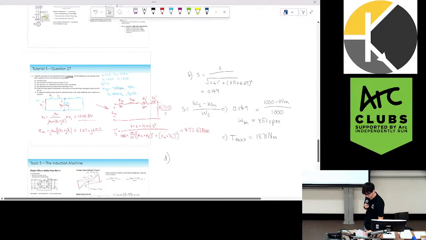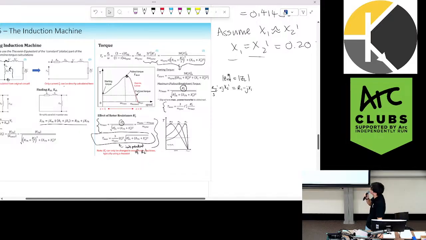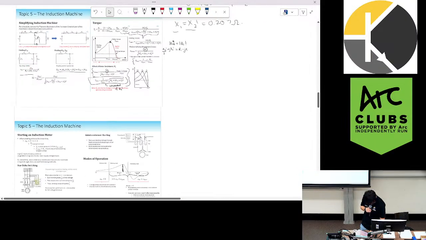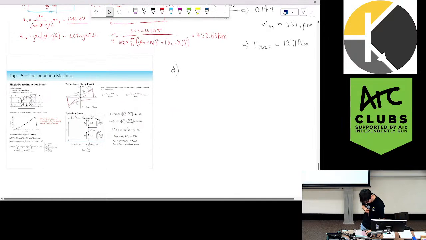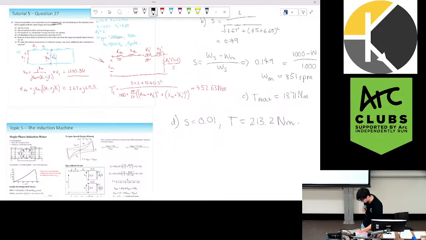Again, this is not a very exciting question. We're just going to be using the equation that we have here, which lets us find the torque for any slip value. So we're just going to sub in all the parameters with slip as 0.01. If we sub in those values at slip equals 0.01, we get a torque of 213.2 Newton meters. So you can try that again in your own time.